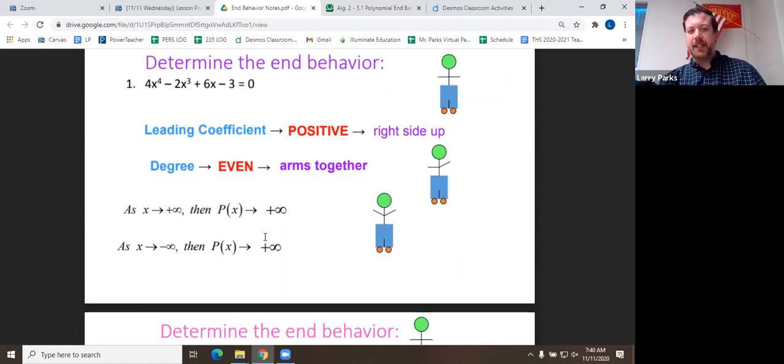So let's determine the end behavior. So the person is just arms. I don't have enough room for my arms.